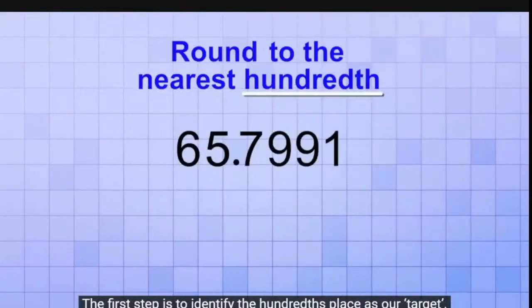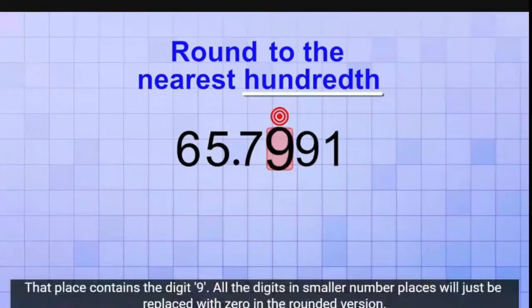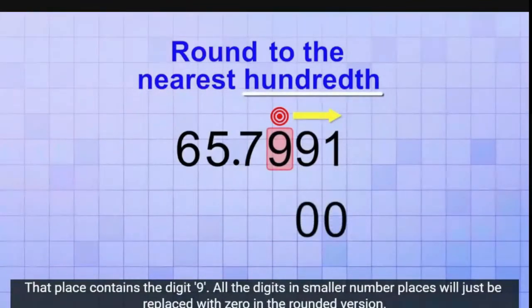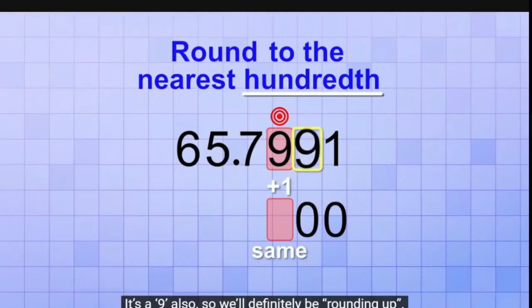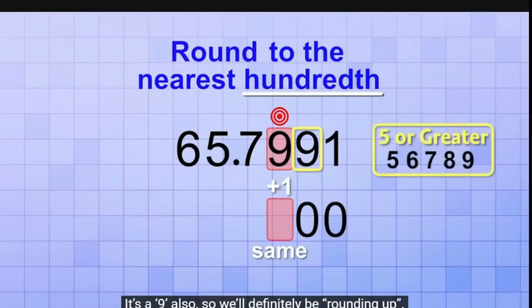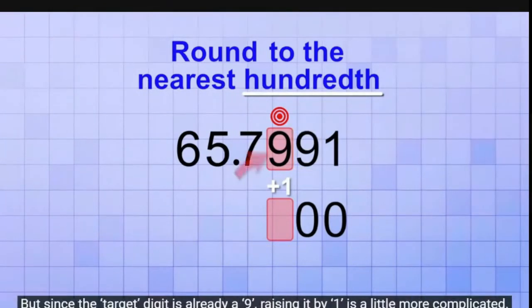The first step is to identify the hundredths place as our target. That place contains the digit 9. All the digits in smaller number places will just be replaced with 0 in the rounded version. Next, we need to decide if we leave the target digit the same or increase it by 1. So we look at the digit to the right of the target. It's a 9 also, so we'll definitely be rounding up. But since the target digit is already a 9, raising it by 1 is a little more complicated.